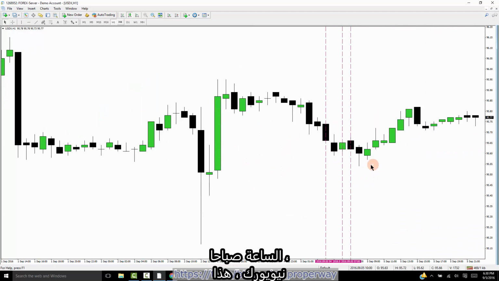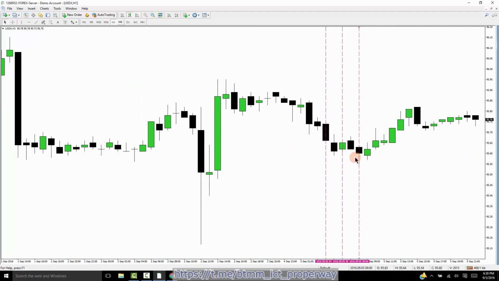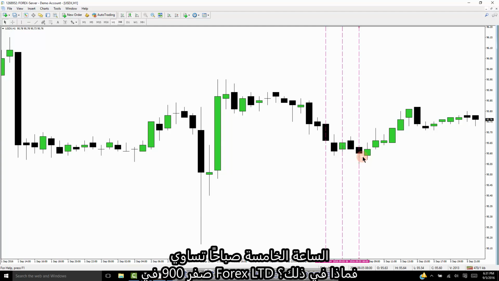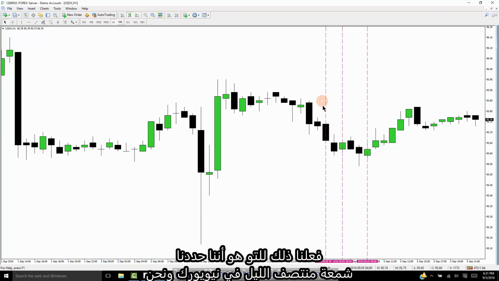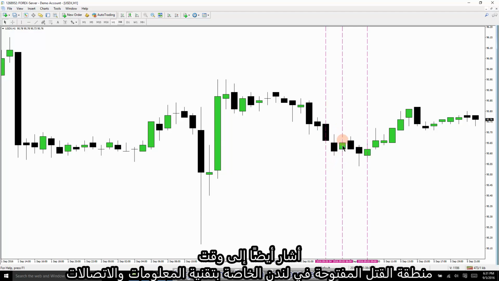That's 5 o'clock in the morning, which is 0900 in 4X LTD. So what we just did is we delineated the New York midnight candle, and we also referenced what time the ICT London open kill zone is.